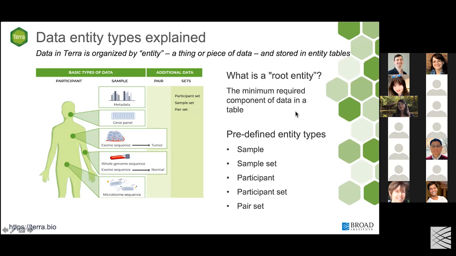And if you are someone who previously used FireCloud, you might be familiar with what were predefined entity types. There used to be 5 predefined ones: sample, sample set, participant, participant set, and pair set. But in Terra, you can define a data table in any way that you want. You're not limited to only using these terms. You can come up with whatever name you want that makes sense for naming your data table.